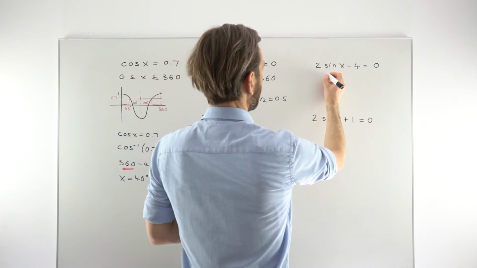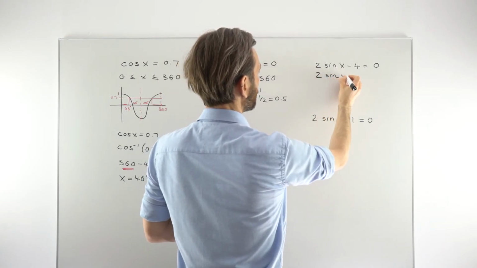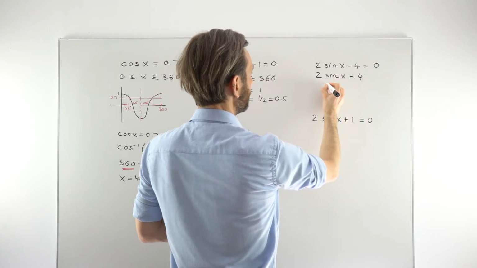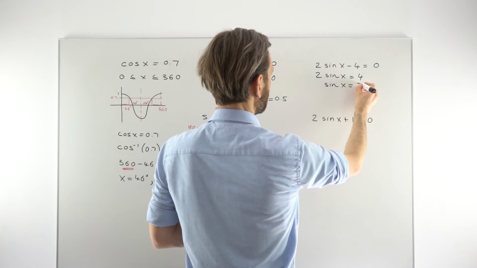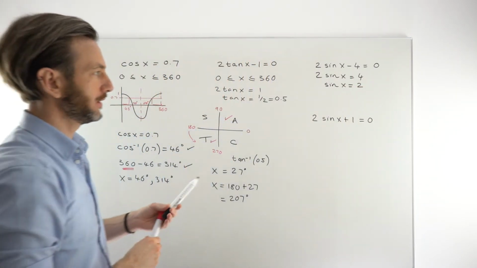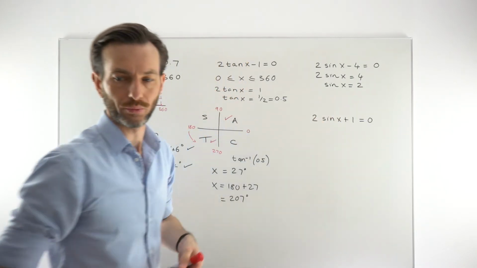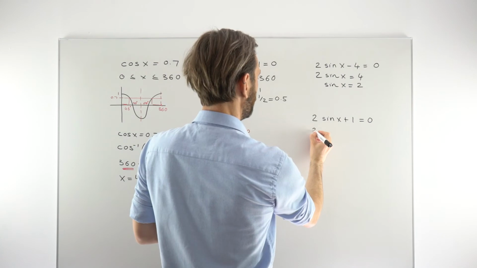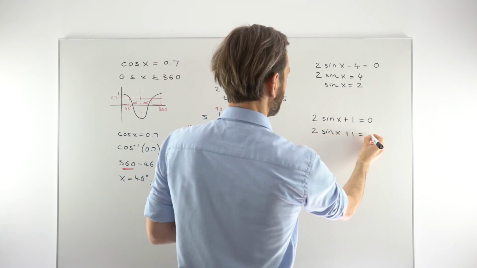So rearranging this guy up here for our next example, we're going to get 2 sine x equals 4, and then dividing both sides by 2, sine x equals 4 divided by 2, which is 2. Now, if you're familiar with the sine graph, which hopefully you are, let me just move my next example down a little because it's kind of getting in the way. So 2 sine x plus 1 equals 0.